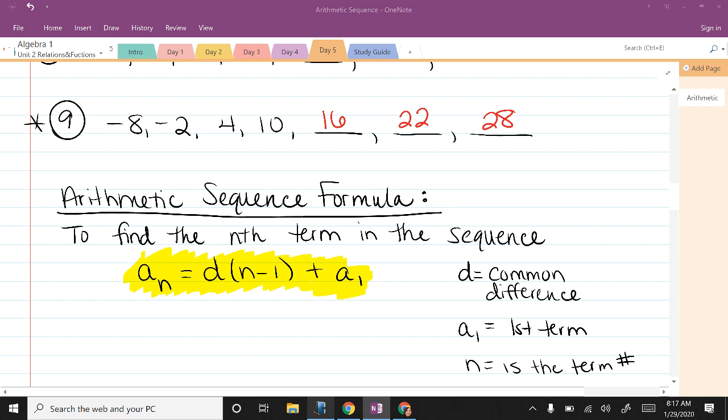So, yes, we see a pattern when we're doing an arithmetic sequence, and we can keep going, adding 3 till Jesus comes back or whatever. But what if you want to know the 200th term of a sequence?